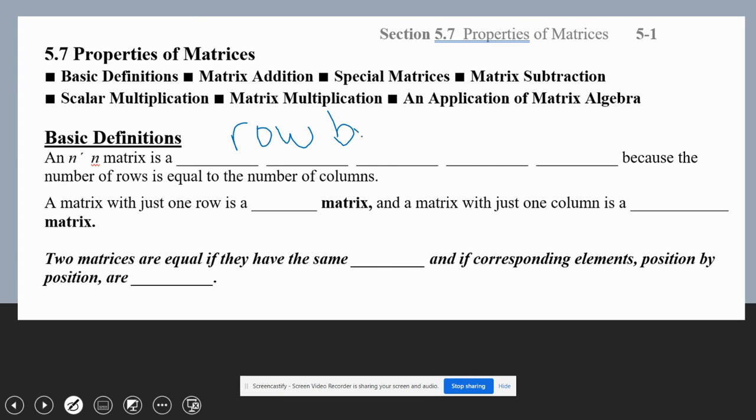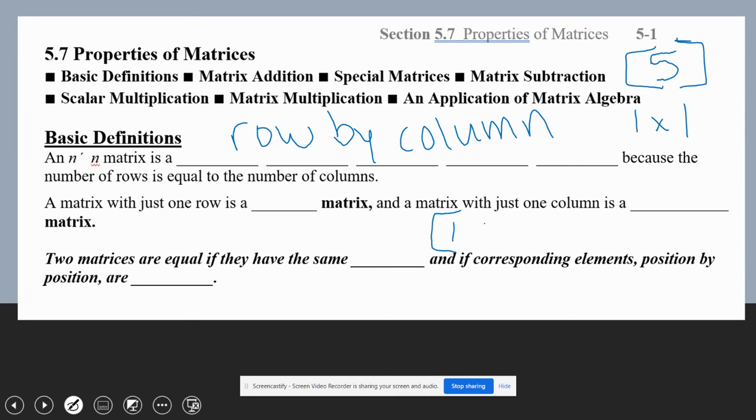So row by column is how they're named. So if I have a matrix that looks like this and it's 5, that's a 1 by 1. There's 1 row, 1 column. 5 is the element or the value that's in there. If I had 1, 2, 3, 4, this is 1 row and 4 columns. So that's a 1 by 4.